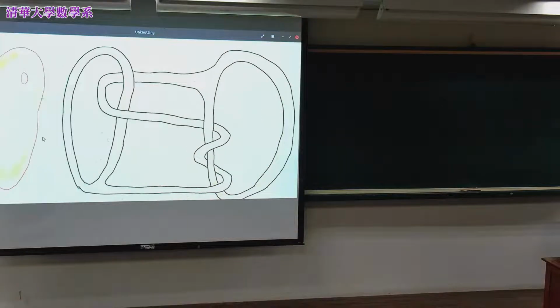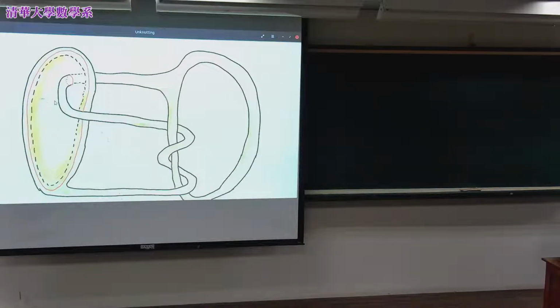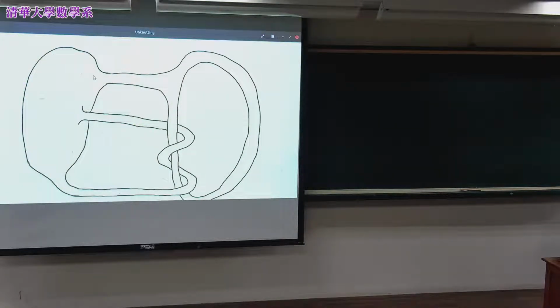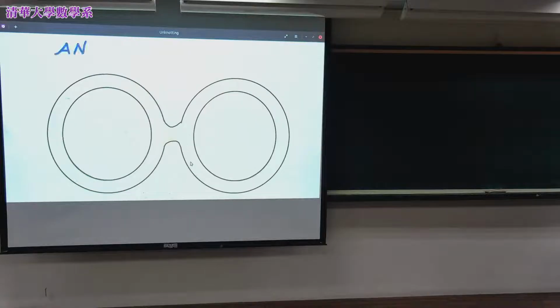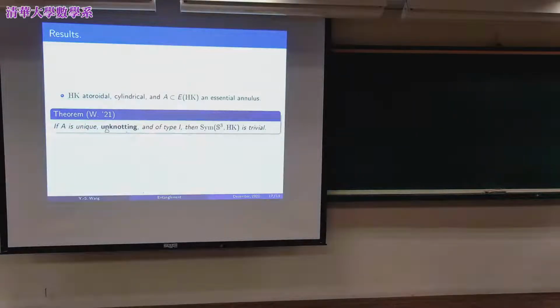So you see, this is the annulus, and if you consider the union of the annulus and the handle body, and then you deform it, in the end you get an unknot. And that's why this is the definition of an unknotting annulus: if the union of the annulus and the handle body is an unknot in the 3-sphere, then we call it unknotting. And if this is the case, then the symmetry group is trivial.